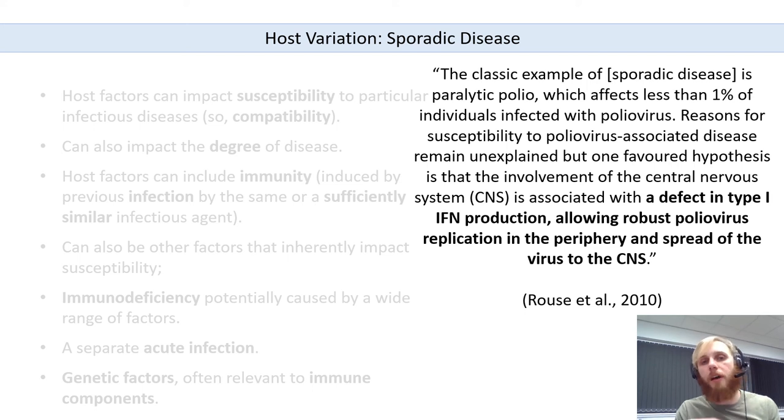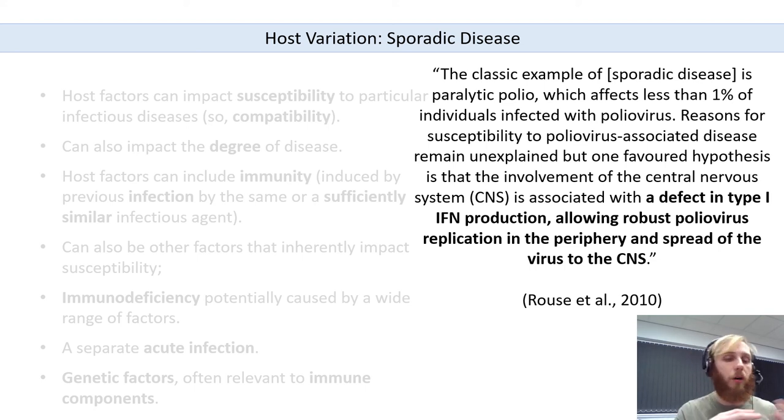Okay, this is another example of host variation. It's a vague one, a shaky one that we don't fully understand, but it's an important one nonetheless. And it's this idea that disease can sometimes be fundamentally sporadic. So you can get an infectious agent that does cause severe disease in some hosts. However, in other hosts, in the same species, so we're talking about human hosts here, there is no disease. And often it's a very, very small percentage of individuals who are infected that experience disease, and we don't always fully understand why. So we're talking about the same virus, and the same species of host.